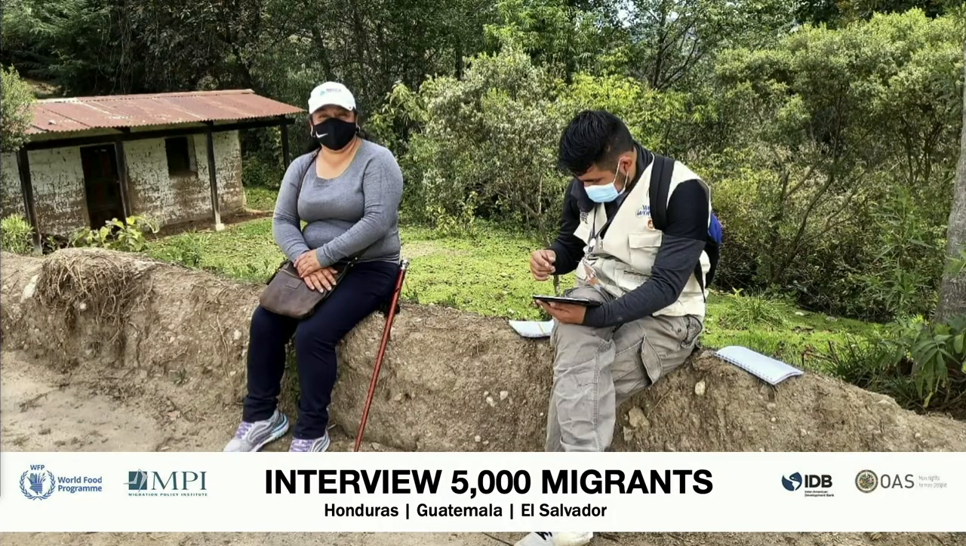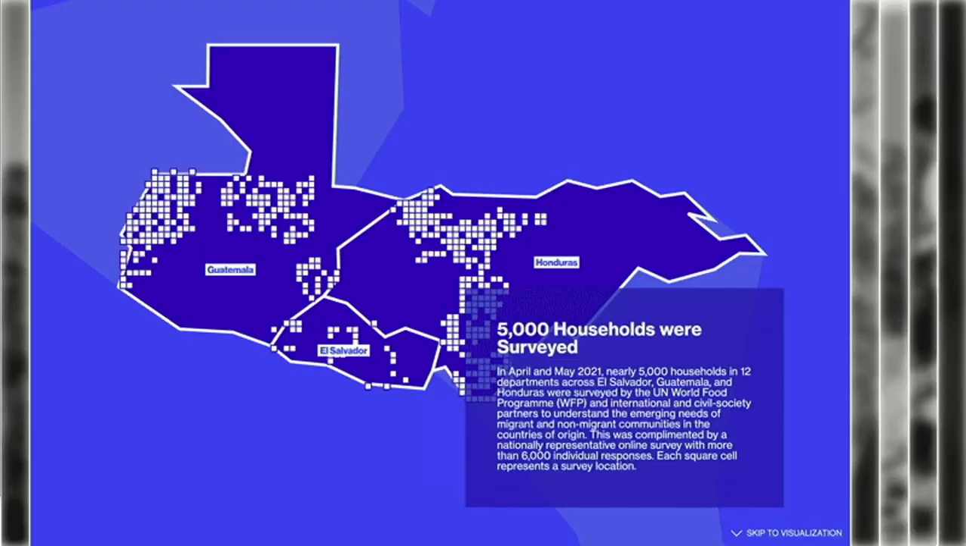But we wanted to know what motivated migrants to leave. And so we, together with the World Food Program, the Migration Policy Institute, the Inter-American Development Bank, and the Organization of American States, interviewed 5,000 migrants about what motivated them to leave, how much it cost them, how they were traveling, what were the means that they were migrating. The data sample was taken from a region in which these countries were experiencing high levels of migration due to climate change, violence, and economics.